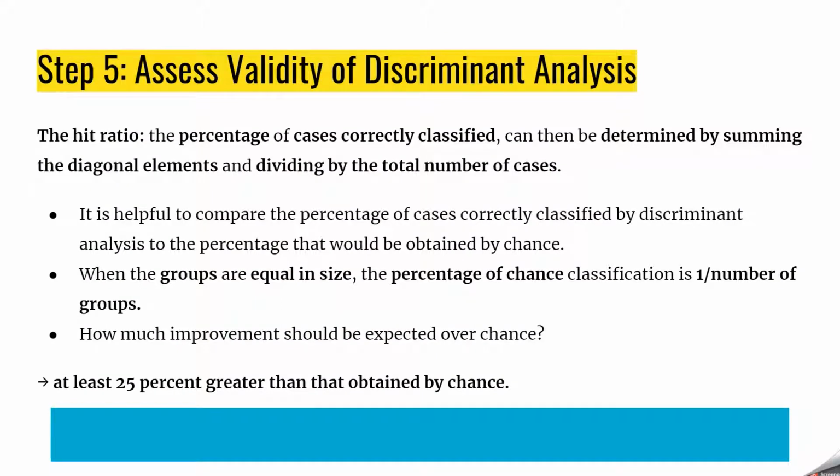The final step is to assess the validity of the discriminant analysis. For this we use the hit ratio. The hit ratio is the percentage of cases correctly classified, determined by summing the diagonal elements and dividing by the total number of cases. It is helpful for comparing the percentage of cases correctly classified by discriminant analysis to the percentage that would be obtained by chance.